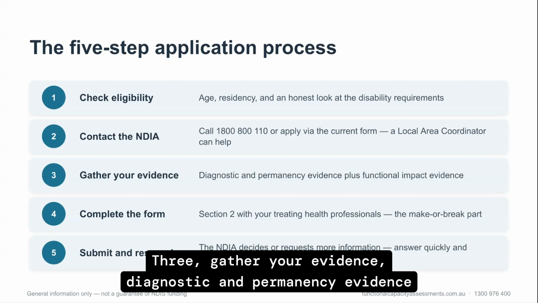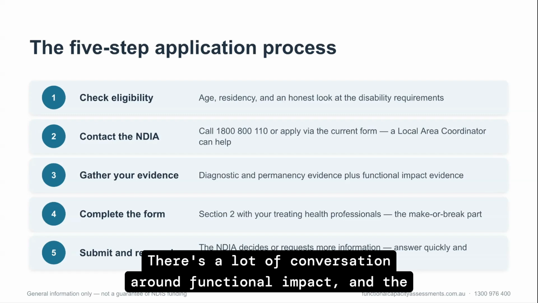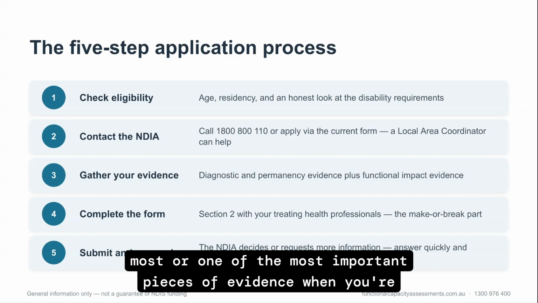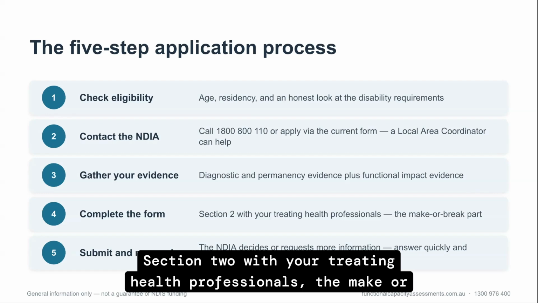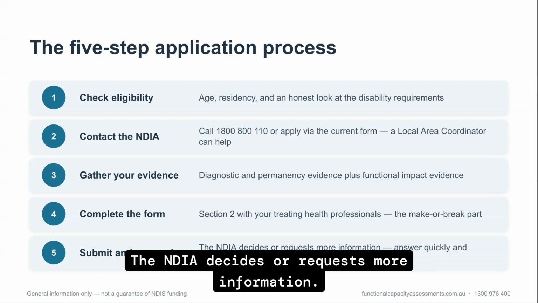Number 3, gather your evidence: diagnostic and permanency evidence plus functional impact evidence. There's a lot of conversation around functional impact, and the NDIS and the NDIA are moving towards functional impact being the most, or one of the most important pieces of evidence when you're applying to the NDIS. Number 4, complete the form. Section 2 with your treating health professionals, the make or break part. And number 5, submit and respond. The NDIA decides or requests more information.